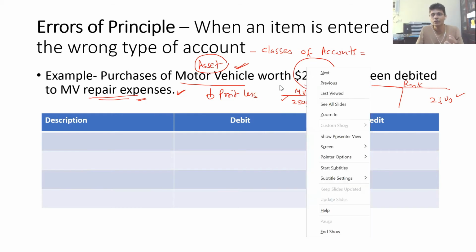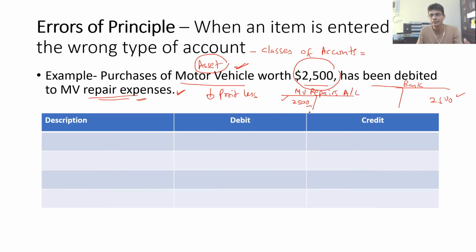Okay, so when you calculate your profit, you take the expenses. Okay, sales minus expenses will be your profit. Okay, now in this case, your motor vehicle has been recorded as a motor vehicle repair expenses. Now what do you do? How do you rectify this? What you should do? So you need to transfer the motor vehicle repair expenses to motor vehicle account. Simply the asset account. Okay, so therefore you need to open a motor vehicle account, asset account, motor vehicle account.